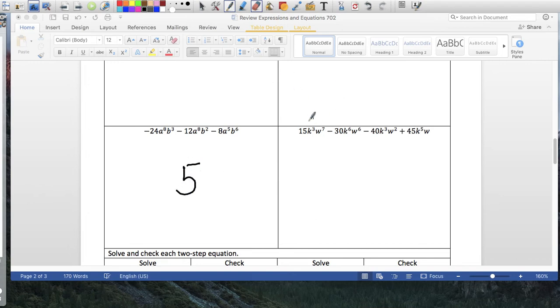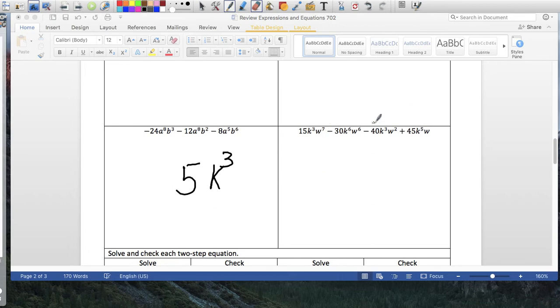Now if you look at your K's, what is the K with the smallest exponent? This is k^3, k^6, k^3, k^5. So out of all of them, k^3 is the smallest one. So guaranteed everybody has to get k^3 in there. You got to pull out the smallest one.